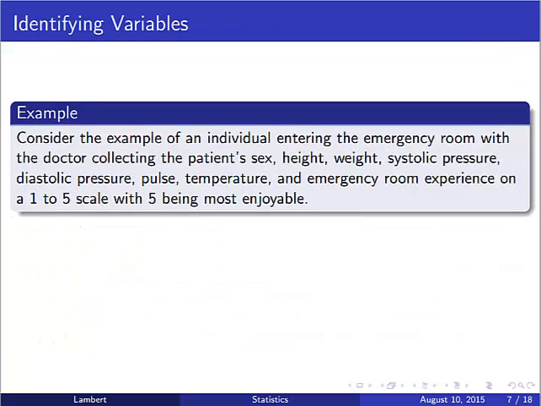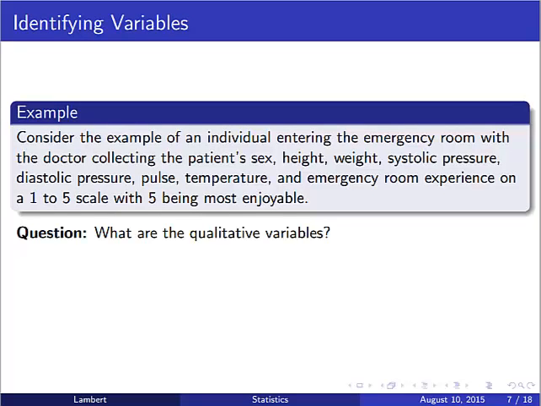So, moving forward, let's take a look at another one and maybe we can identify the variables. Going back to the emergency room, the doctor is collecting the patient's sex, height, weight, both types of blood pressure, and then pulse, temperature, and an emergency room experience on a 1 to 5 scale, with 5 being most enjoyable. Sometimes they're trying to rate how things are going. So in this case, what are your qualitative variables? You might think, okay, sex, that's male or female, right? So those are categories, so that should be in there.